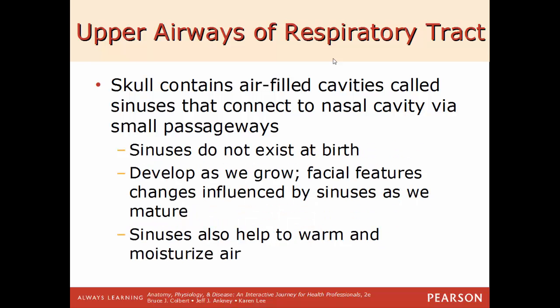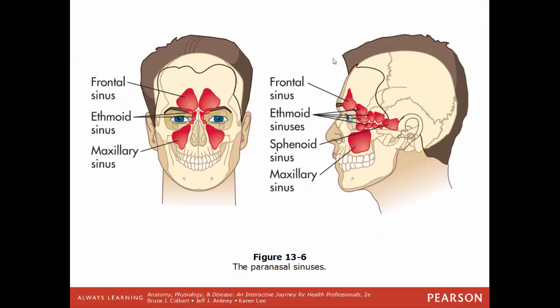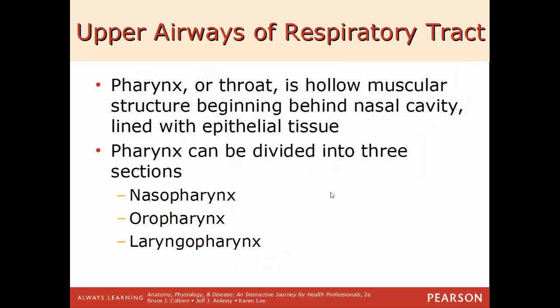Now, the sinuses do not exist when we're first born. These will develop as we grow. Changes in our facial features are influenced by our sinuses as we mature. And the sinuses are also there to help warm and moisturize the air that we breathe. Common locations of our sinuses: you have the frontal, here, right in front. The ethmoid sinuses, the maxillary, here. And the sphenoid sinuses, here.